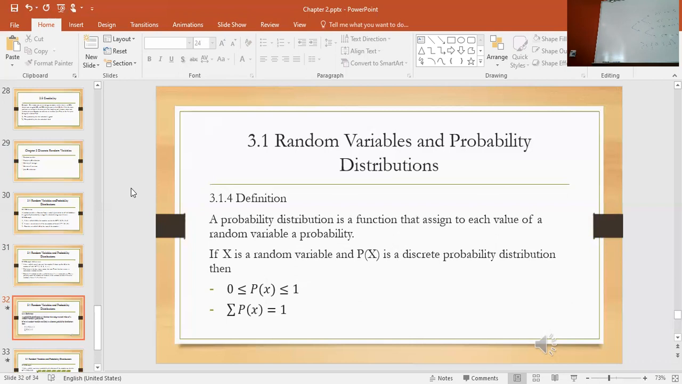Example: the die is rolled, let x be the number on the die. Then the random variable x is 1, 2, up to 6. This is x, p of x. Now, what is the probability of getting 1 when we roll a die? 1 over 6. 2, 1 over 6.